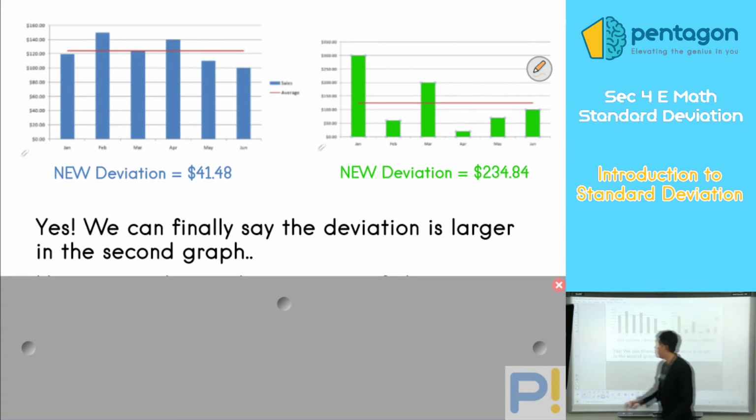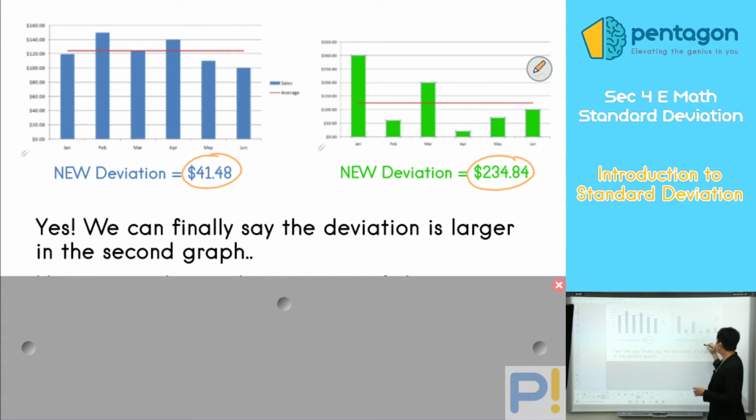Why is that so? We have finally come up with something that tells us this is a good way to measure. This is bigger and this is smaller. Oops, maybe I'll use an arrow. This is bigger and this is smaller. Yes, we got a good formula to measure deviation.